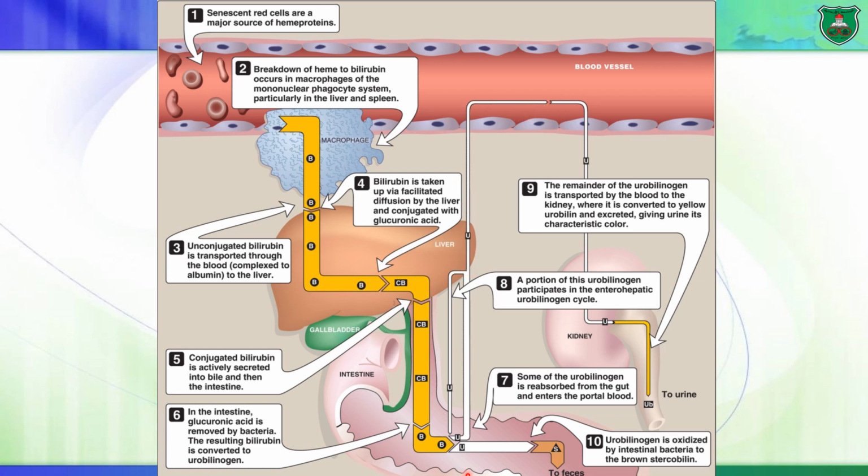Now, the majority of urobilinogen is converted to stercobilin by bacteria. Now this stercobilin is a brown molecule which characterizes feces. Now the urobilinogen that is removed into the blood is taken up by kidneys, and in kidneys it is converted to a final product known as urobilin. Urobilin has a yellow color that characterizes urine.